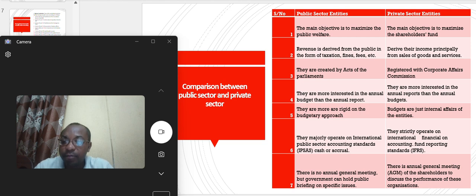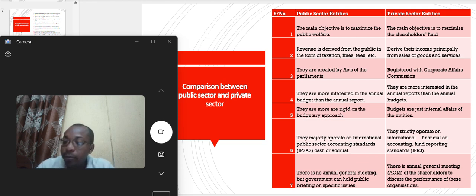Now let us compare public sector entities with private sector entities. This is still an introductory part of the course, and we are going to round off the introductory part with these segments: the differences, or comparison, between public sector entities and private sector entities. That's what we're going to use to round off the introductory aspect of the course, public sector accounting and finance.